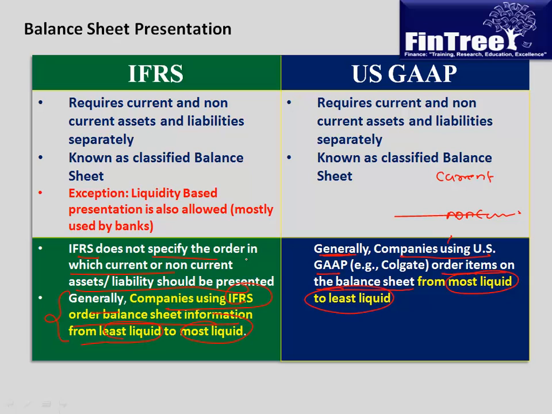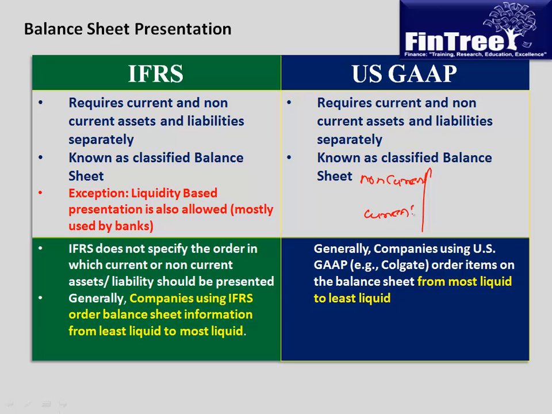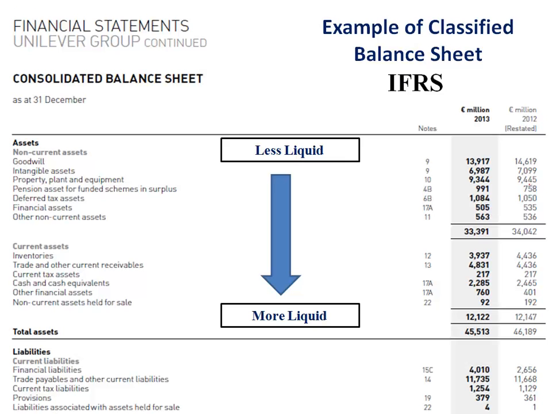Okay, so I think this is a really important point from the exam perspective. So please remember this. If you see a balance sheet where we have non-current assets at the top and then current assets at the bottom, then you can imagine that this is a company operating in an IFRS environment. However, if you have a balance sheet where you have current assets at the top and non-current assets at the bottom, then you would know that the company is operating in a US GAAP environment. Let's look at examples of each one of them.